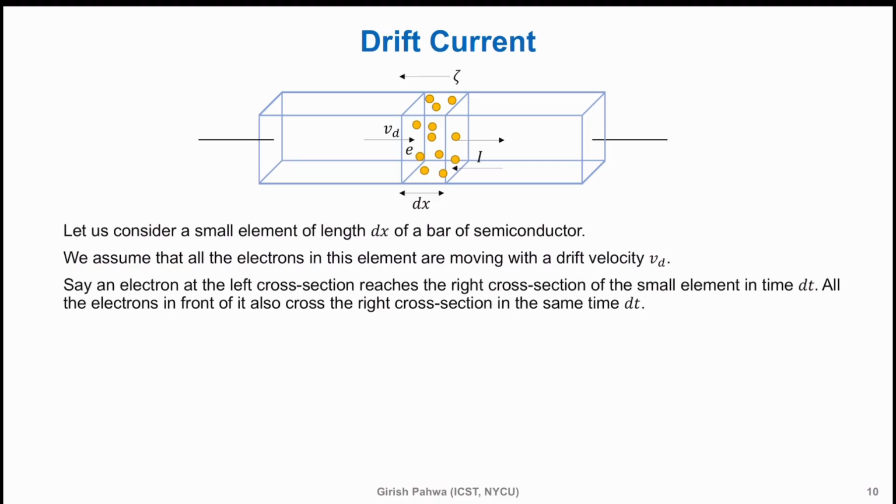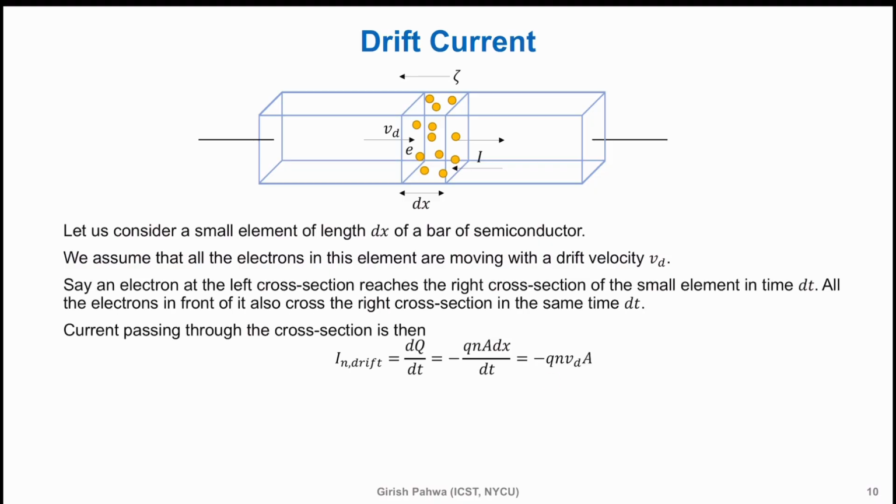So this is the charge, this is the dt. You divide the two. dx by dt. What is dx by dt? Velocity. So that is the drift velocity. So it is minus q into n into vd into A. That's your drift current.